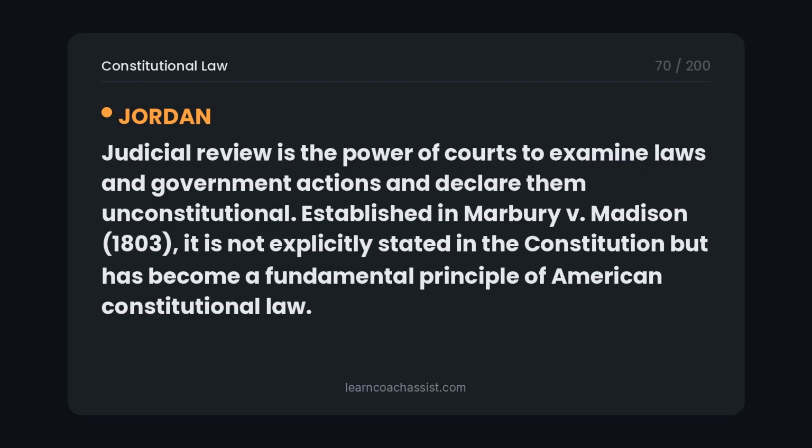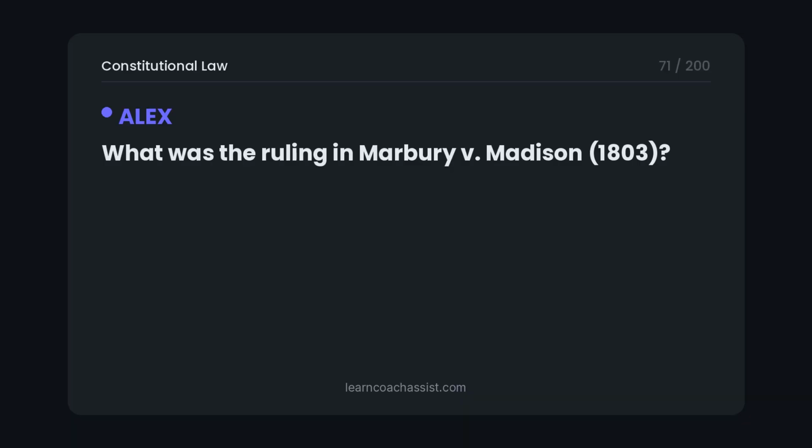What is judicial review? Judicial review is the power of courts to examine laws and government actions and declare them unconstitutional. Established in Marbury v. Madison, 1803, it is not explicitly stated in the Constitution but has become a fundamental principle of American constitutional law.